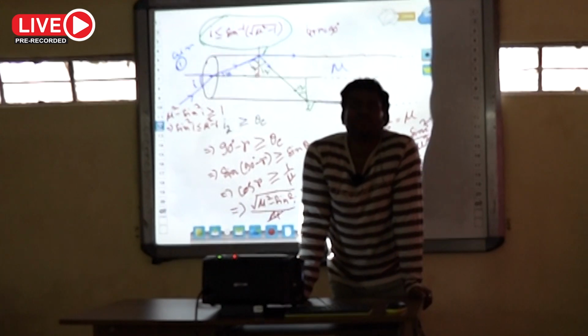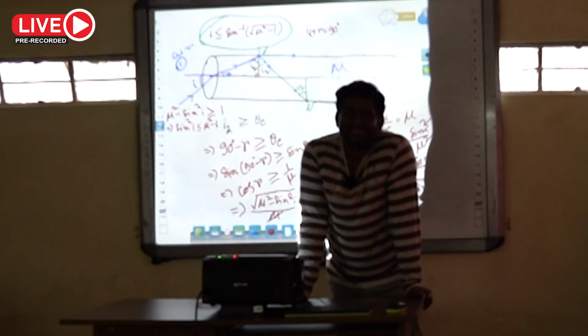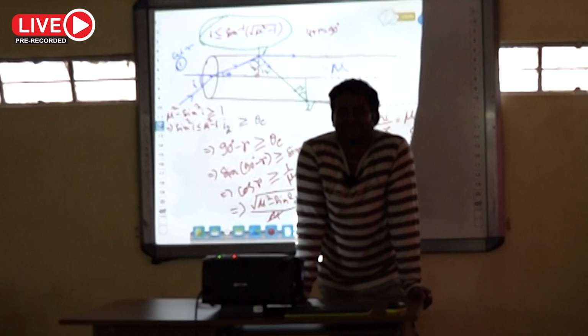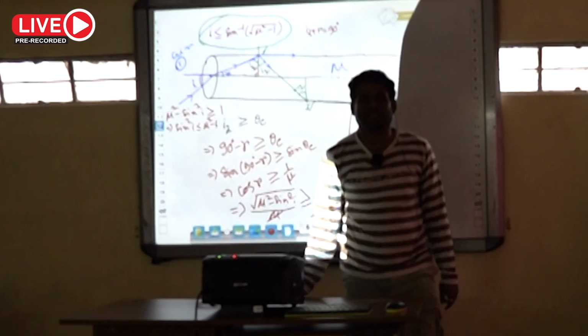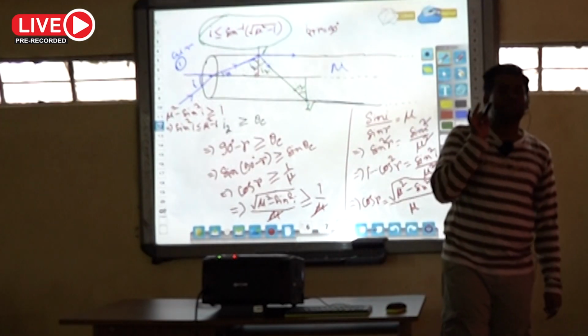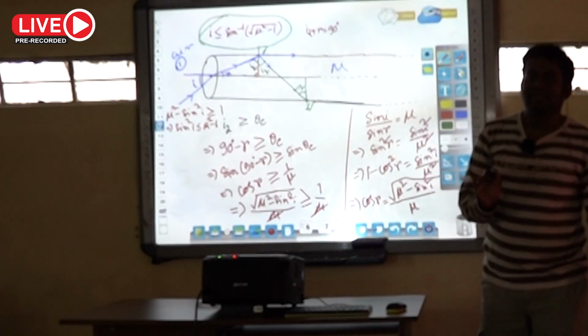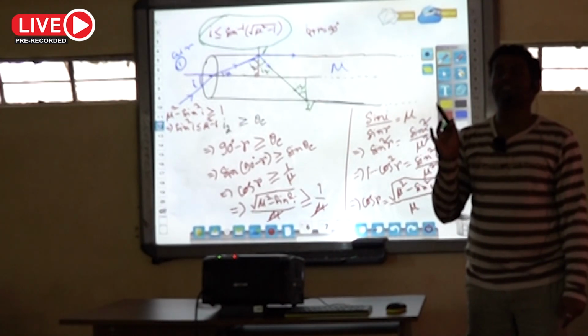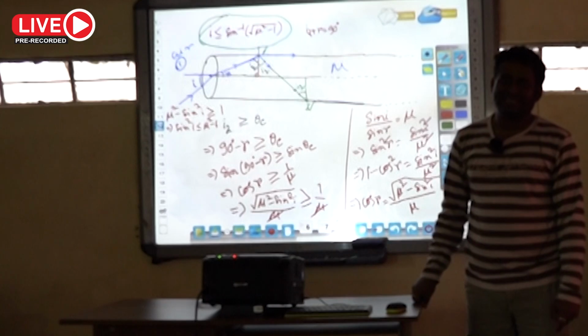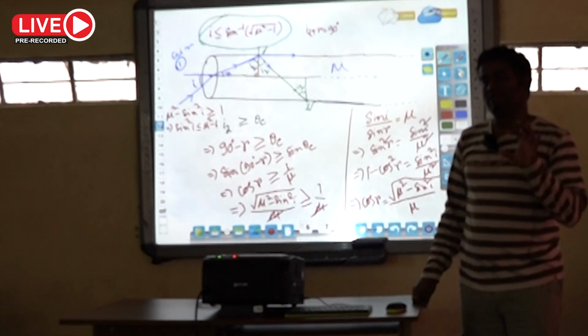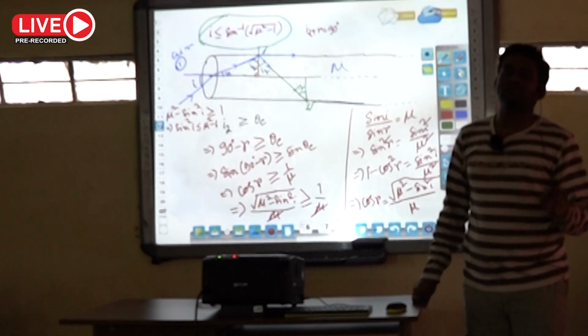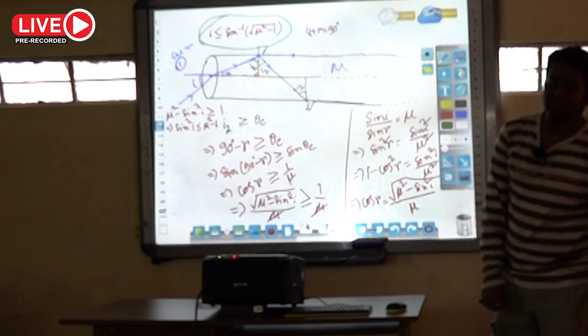This is the principle of optical fiber. Once the electromagnetic wave enters the optical fiber, it is trapped inside the optical fiber. And this technique is used in optical fiber communication.